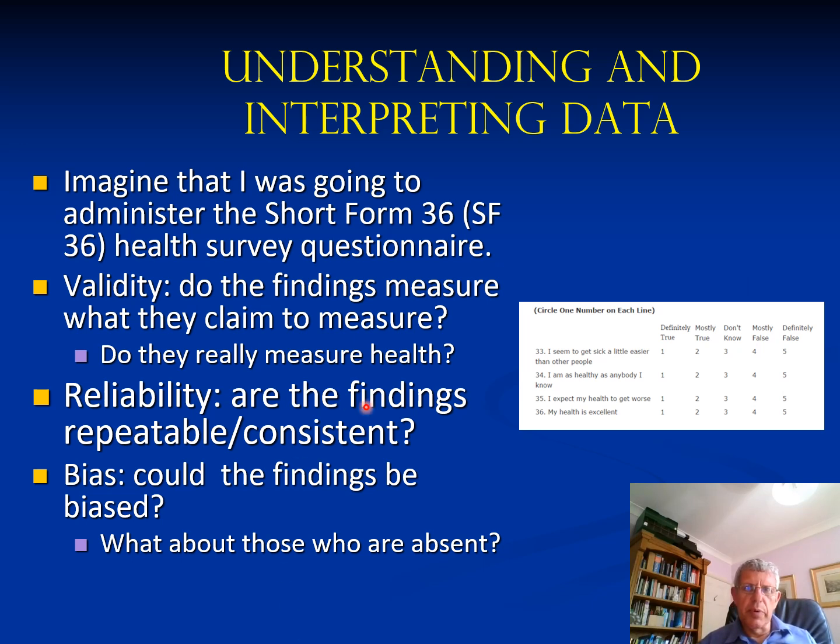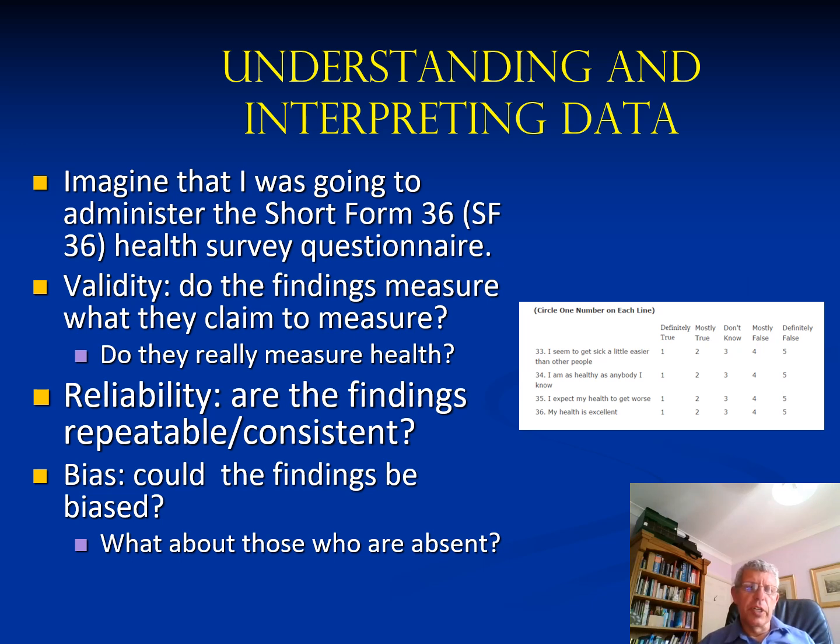In the example on the right-hand side of the slide, which is taken from a well-known health survey questionnaire, the SF36, we can see the answers to particular questions. So I seem to get sicker a little easier than other people, and we can see that there are 5 different categories. So you can see that whether this produces valid or reliable data may very well depend on exactly how the question is asked and how it's coded.